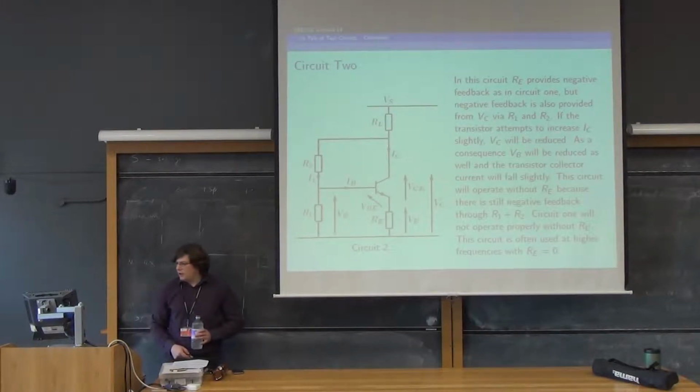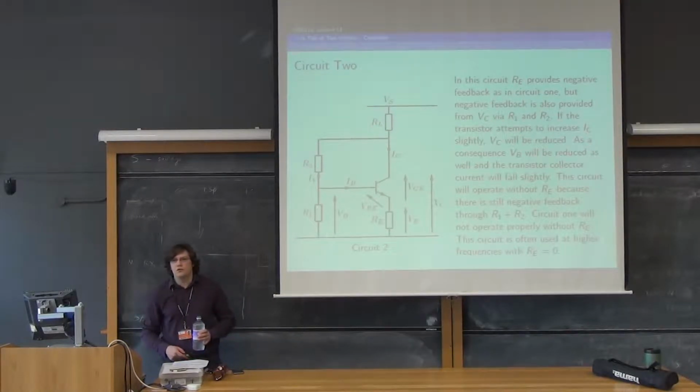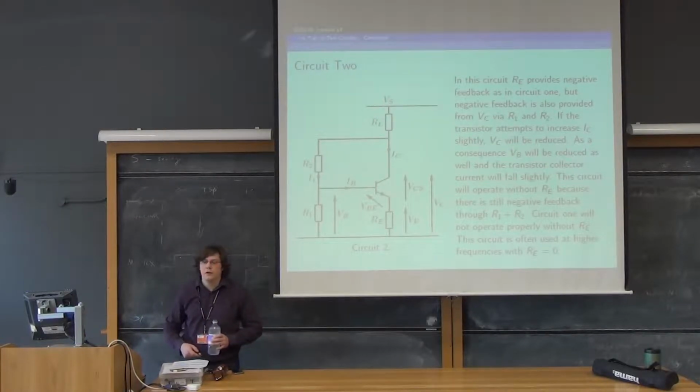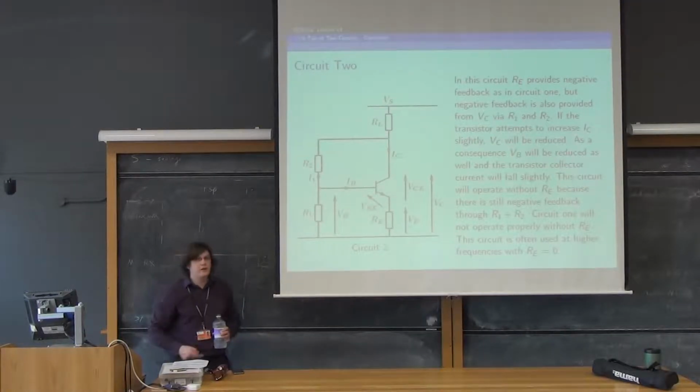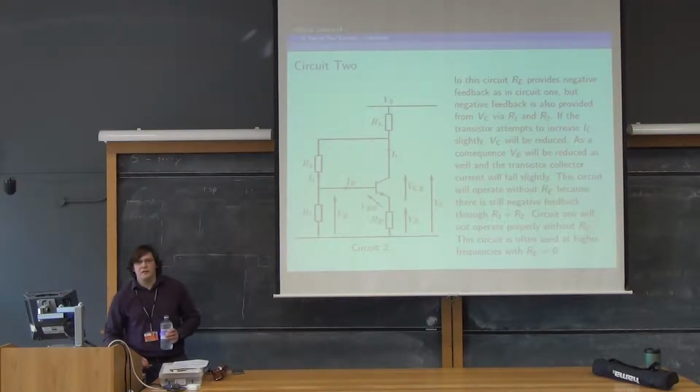So this circuit is often used at higher frequencies when we get towards the sort of 30 megahertz or so region where we have to start worrying about travelling waves. And we do that with RE equal to zero. The reasons for that will become apparent in the end, but I don't want to go into them in this course because they're not examinable and I think they might confuse things.